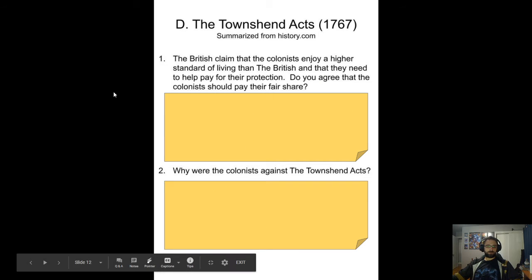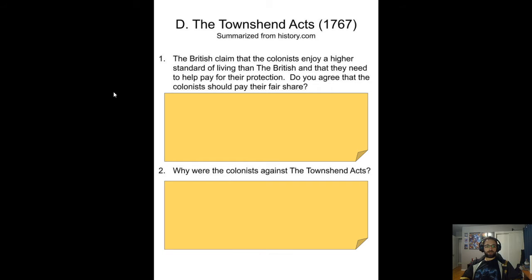The questions we're answering are number 1 and number 2. Number 1, the British claim that the colonists enjoy a higher standard of living than the British, and that they need to help pay for their protection. Do you agree that the colonists should pay their fair share? So basically, do you agree with the British, that the colonists should have to pay these taxes? Or do you disagree and you think that the colonists should not have to pay these taxes? Which side of this argument are you on? And explain why. Don't just say yes or no. Please explain why.